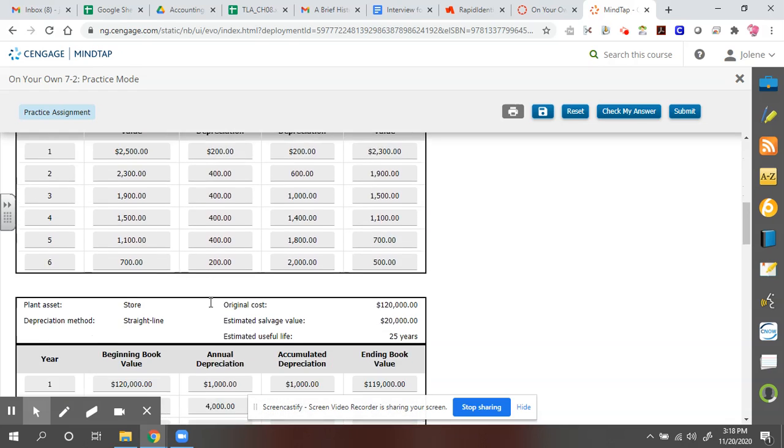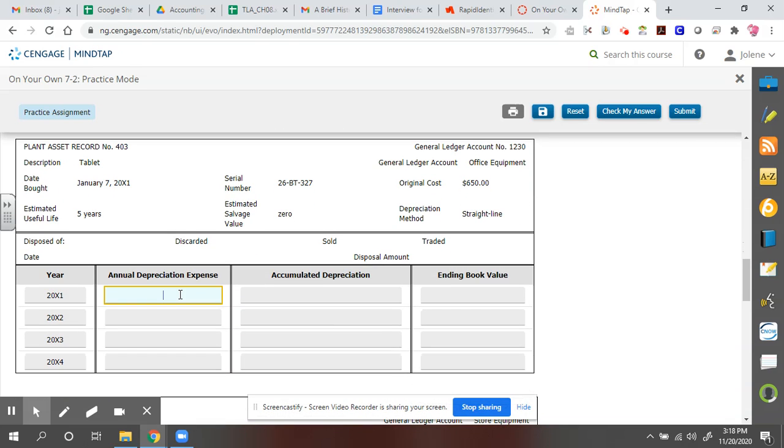$130. Okay, take care of that. Accumulated depreciation as it adds up. So the first year is 130, second year 260, third year 390, fourth year 520. Okay. You just added 130 to 130, 260 plus 130, 390 plus 130 to get the 520.